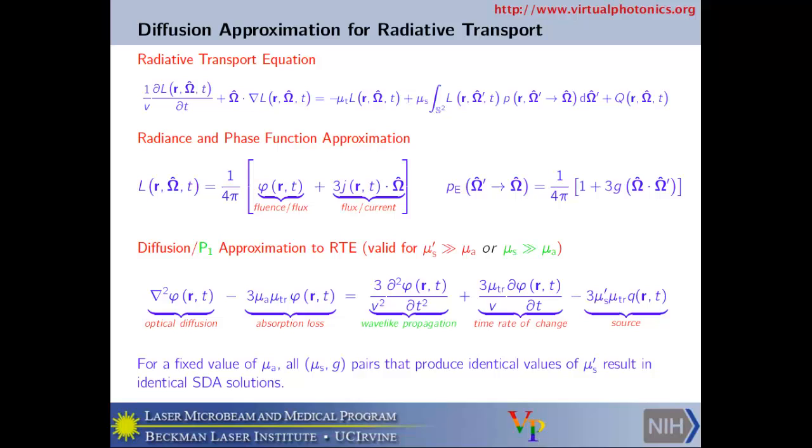Hi, Vosden. That's just a little observation here. P1 approximation is a better approximation than diffusion. You're adding one term in the description. However, the condition for applying this term seems more relaxed than the diffusion approximation condition, mu-s prime greater than mu-a. Well, if mu-s prime is greater than mu-a, then mu-s has to be greater than mu-a, correct? So it's just a comment.